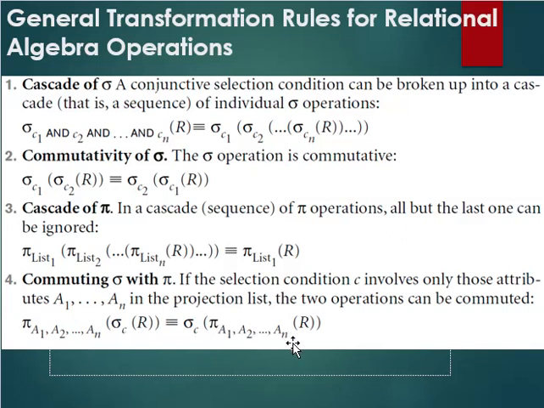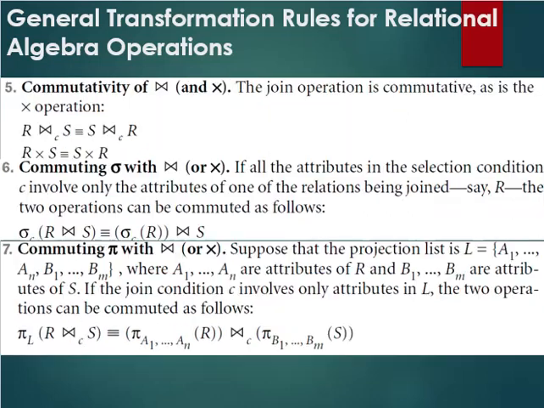Okay, there may be a chance that R contains AN plus 1, AN plus 2, etc., some more attributes, and those must not be in C. Then only we can interchange pi and sigma. Next is commutative join and cross. So R join S is equal to S join R, both are the same. R cross S is equal to S cross R, both are the same.